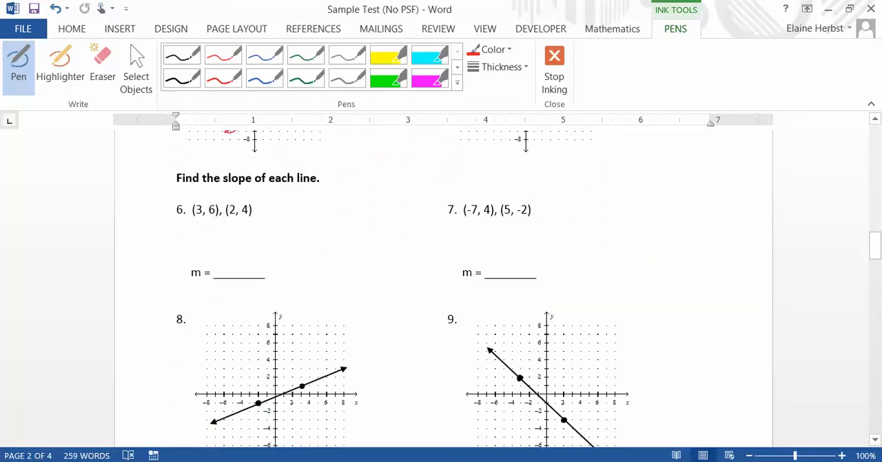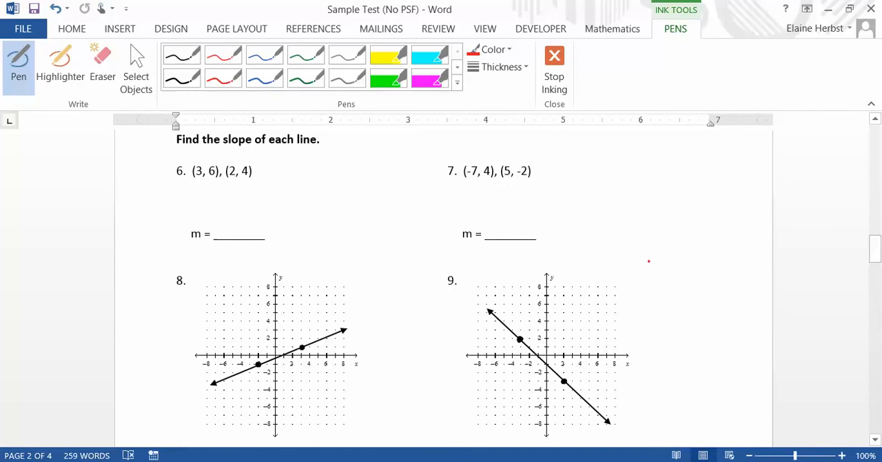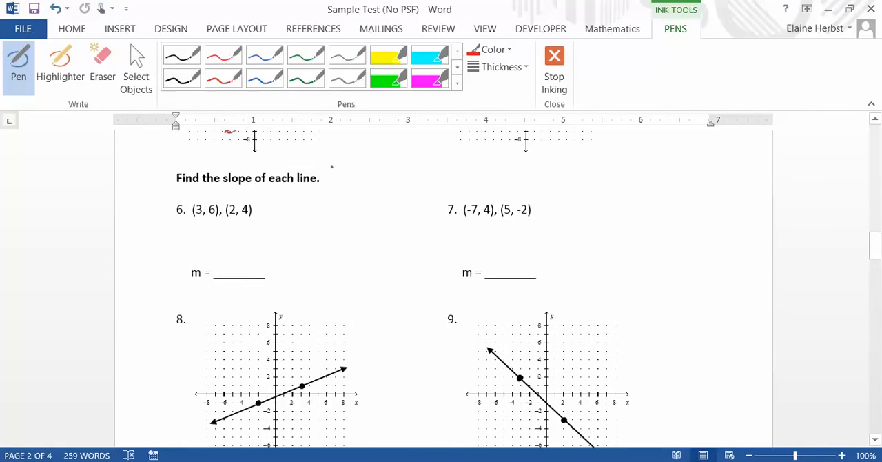Problems 6, 7, 8, and 9 ask you to find the slope of the line. Remember the formula for finding the slope of the line is y2 minus y1 over x2 minus x1. So we're going to label our ordered pairs x1, y1, x2, y2. For number 6, we're doing 4 minus 6 over 2 minus 3. That's -2 over -1, which is a +2. So our slope on number 6 is +2.